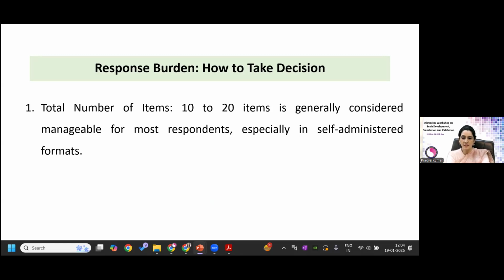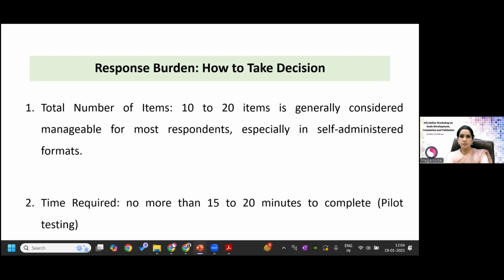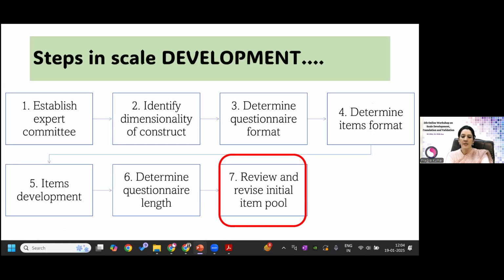We will have this again. I will show it using the correlation term also: as you increase the number of items, the validity and the reliability increase. But 10 to 20 items are manageable for most of the respondents, especially if it is a self-administered form. And we have said that in the pre-testing and pilot testing, you should see what the time required to fill this questionnaire is. It should not be more than 15 to 20 minutes.